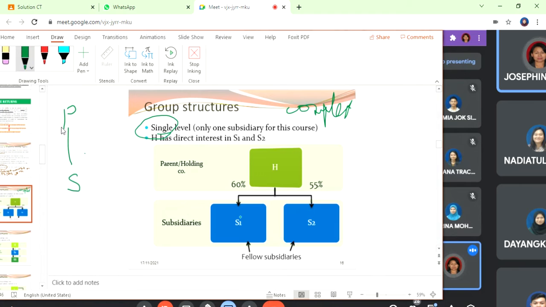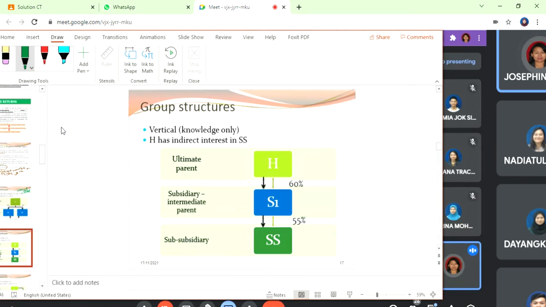Why is it the same level? Because both subsidiaries are directly under the holding. Alright, that is called a complex group. This is called a simple structure. So a simple structure has a single level with one subsidiary, while a complex structure has more than one subsidiary directly under the holding, and this is called parallel subsidiary.